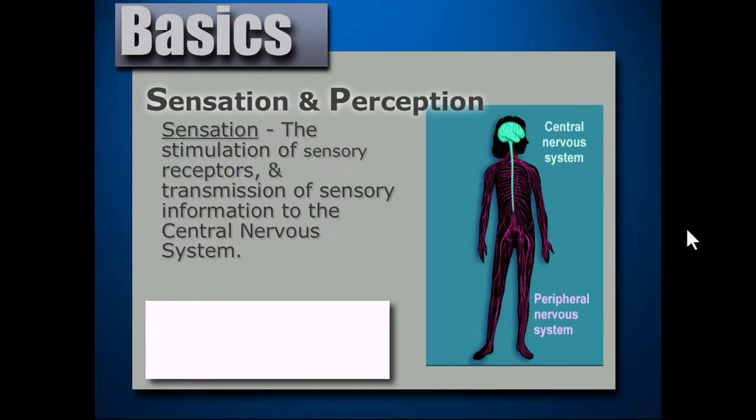Sensation is the stimulation of sensory receptors and transmission of sensory information to the central nervous system. You can see your brain lighting up there. Your brain and spinal cord, the central nervous system, sends peripheral messages throughout the peripheral nervous system using our sensory information. So sensory information, sight, sound, touch, taste, smell, is what we're talking about.